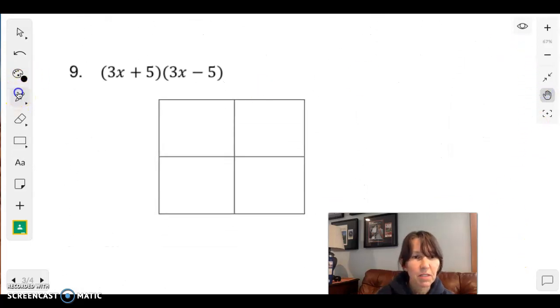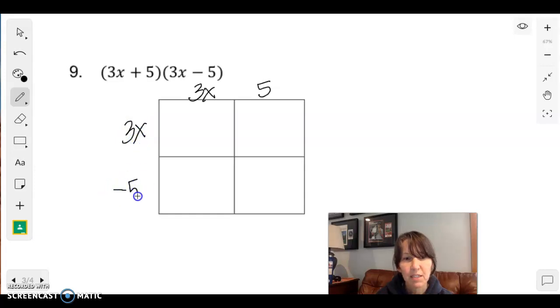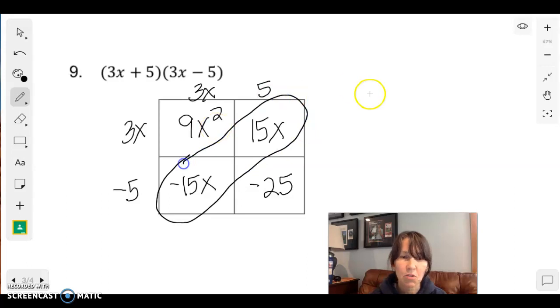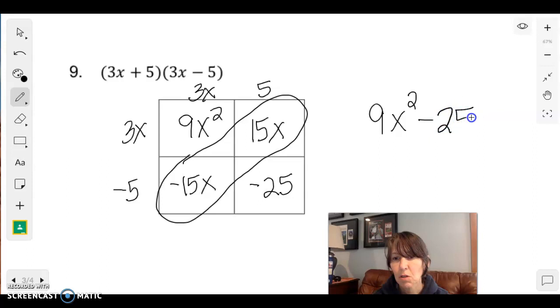Last example of this type, we've got 3x plus 5, 3x minus 5. So we're going to get a 9x squared, 15x, negative 15x, minus 25. These two cancel. We're left with this binomial, which is a difference of two squares. Both of those are perfect squares.